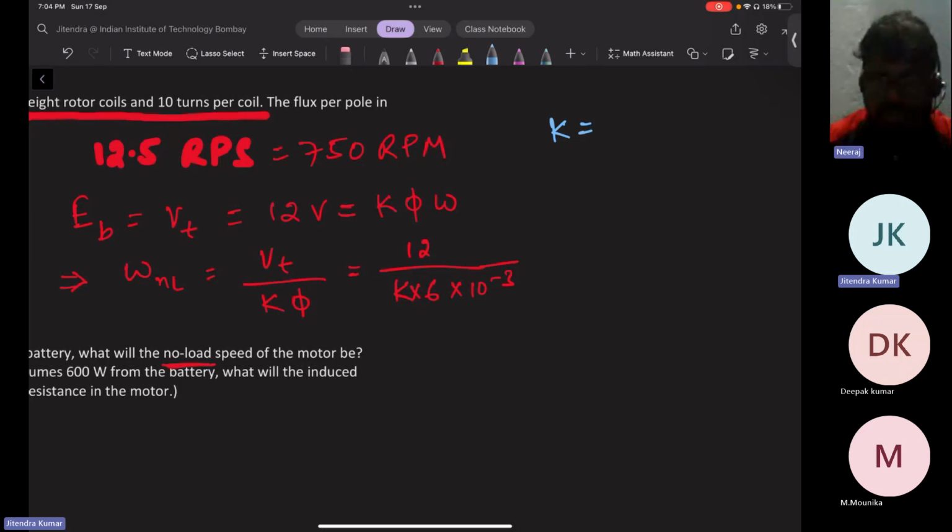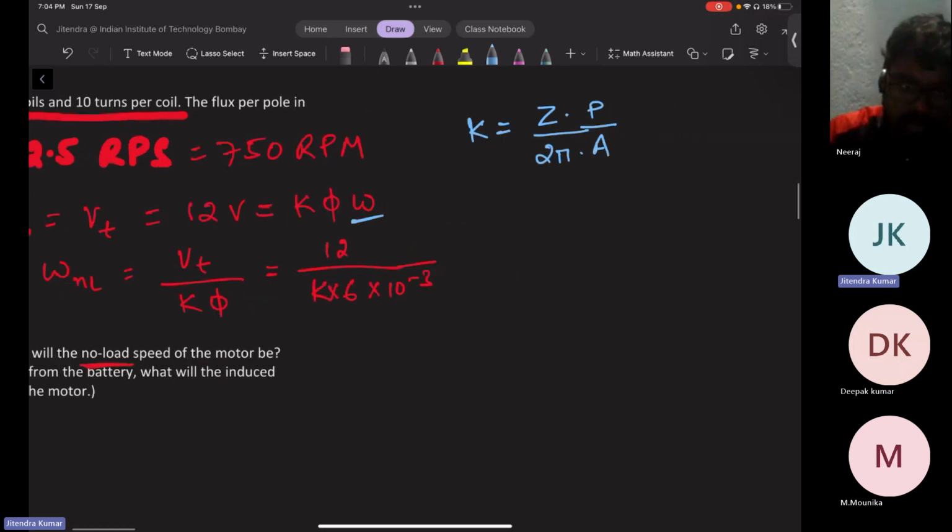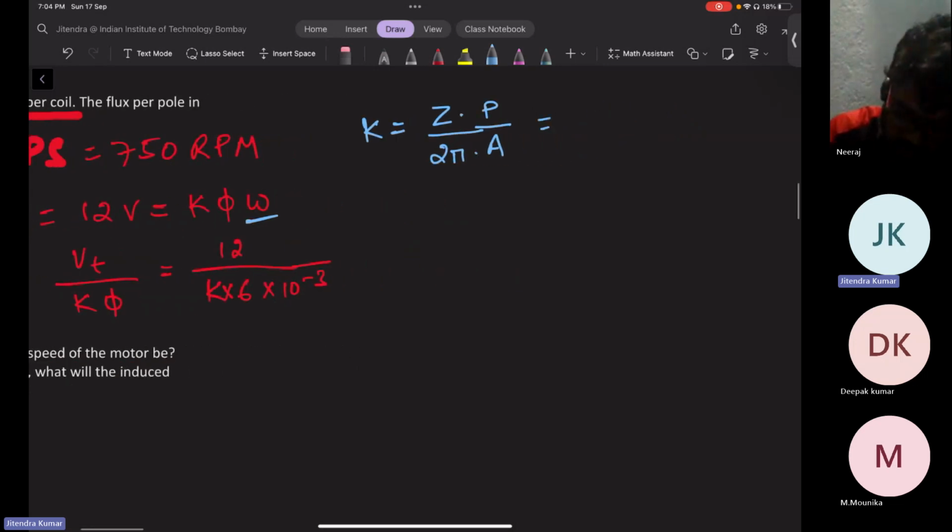Z multiplied by P by A. Are you sure? Yes, sir. Okay, I think I have derived it in the last session. 2 pi will also come in the picture, right? Okay, sir. Since we are dealing with omega, 2 pi ns by 60, so 2 pi will also come in the picture. That's why I think your answer would also not be accurate.